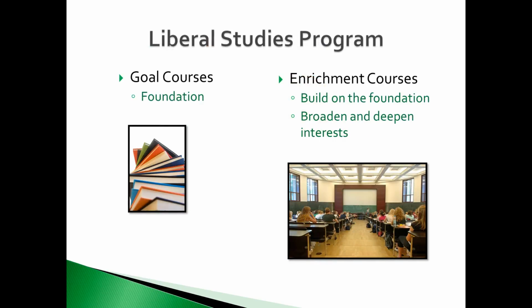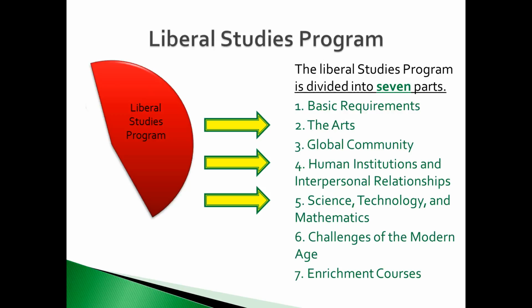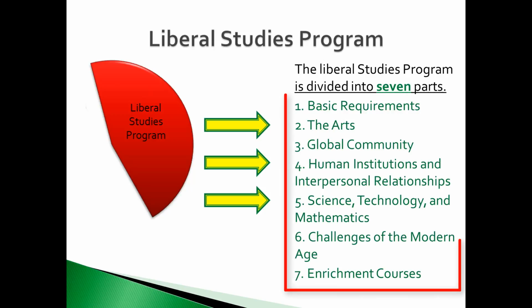The Liberal Studies program has two types of course requirements: goal and enrichment. Goal courses develop an academic foundation for students. Enrichment courses build upon this academic foundation and will assist students in attaining knowledge and an understanding of today's challenges in our rapidly changing world. The Liberal Studies program is divided into 7 parts or blocks. Each block has its own set of courses to fulfill its requirements.